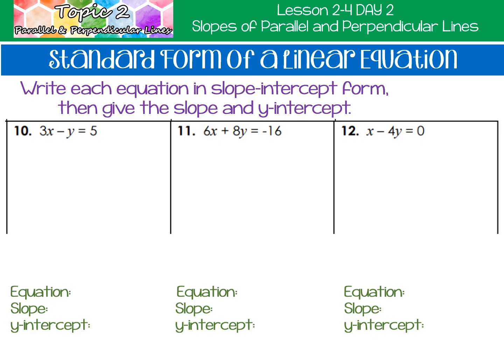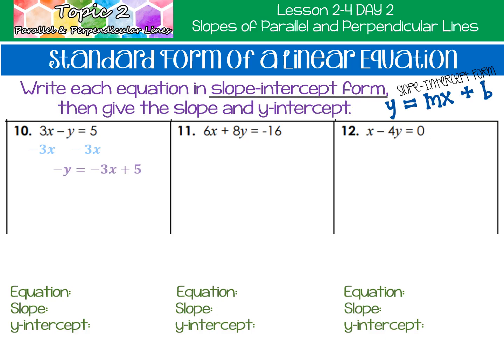Write an equation in slope-intercept form, give the slope and y-intercept. So just to continue on, we're going to subtract 3x on both sides. Bring down our negative y is equal to negative 3x plus 5. Get everything in order, and don't forget the negative on the y.